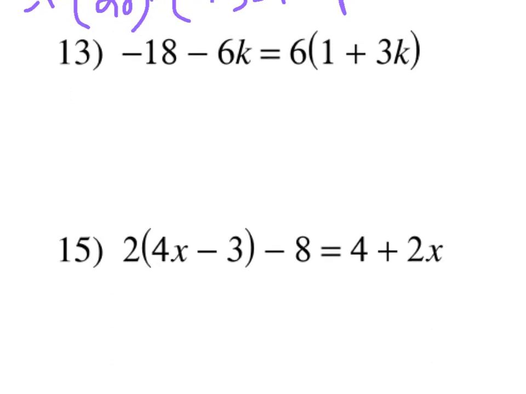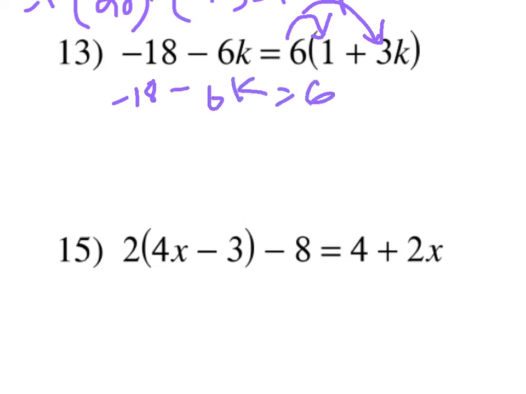13. We are not distributing a negative sign, we are distributing a 6. We're left with negative 18 minus 6k equals 6 plus 18k. Okay, this is a normal setup for when you start dealing with variables on both sides. A constant and a variable term, and then a constant and a variable term. I recommend dealing with the variable first, but you don't have to.